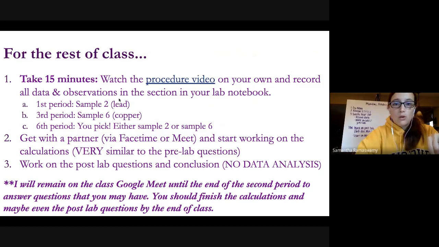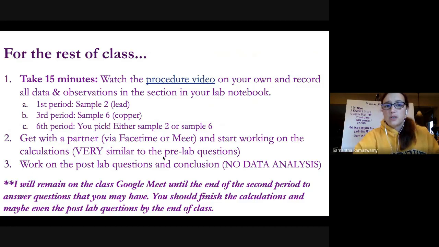Please just make note on your lab handout somewhere that your sample is lead. That's going to be useful for the calculations. So just make sure, and if you need to come back and look at this, you can, or pop in the chat and ask what it was again. So you guys will do lead.